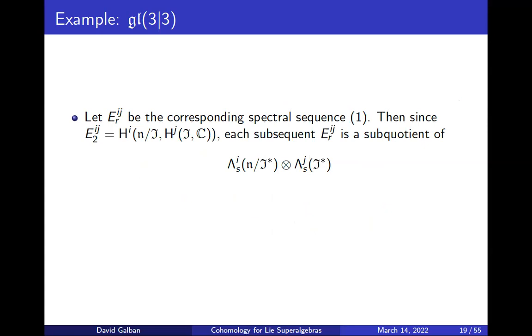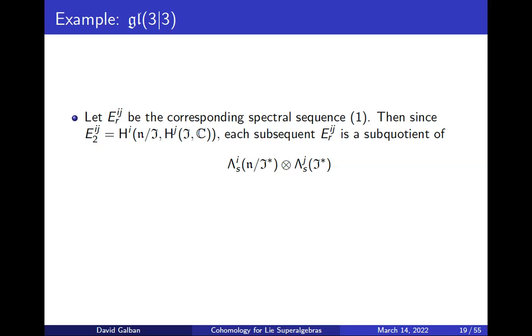Right. Now, we're going to let E_r^{i,j} be the corresponding spectral sequence that comes from modding out by this ideal. Now, since E_2^{i,j} is just going to equal the ith cohomology on N mod I, comma, the jth cohomology on I, comma, C, each subsequent E_r^{i,j} is going to be a subquotient of this.